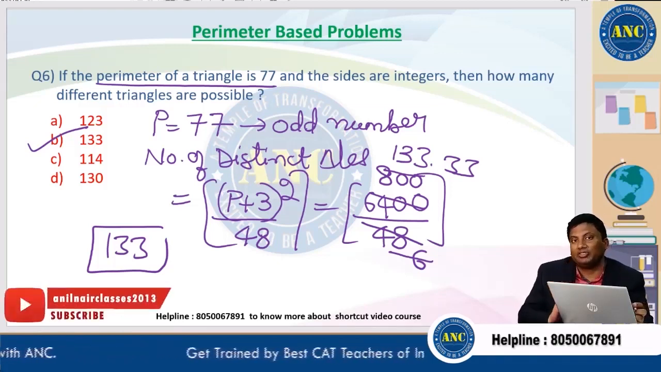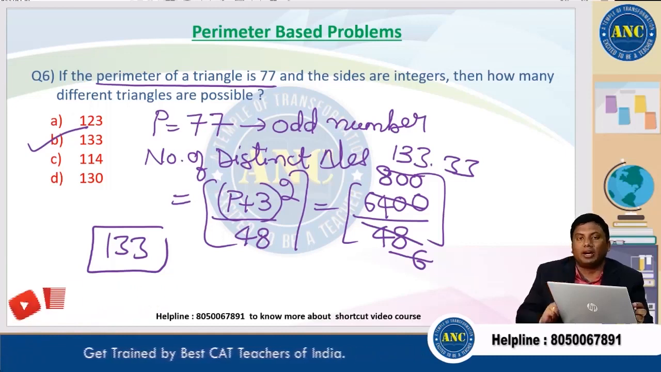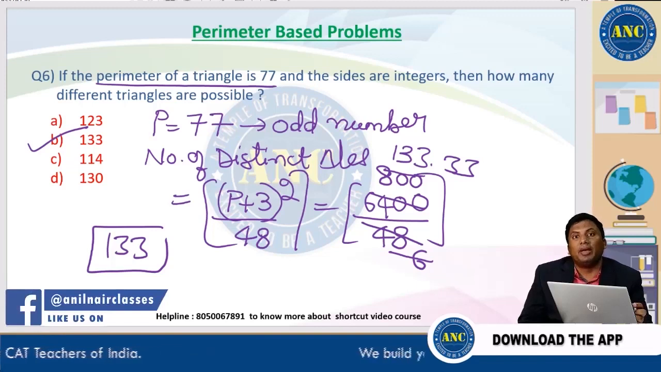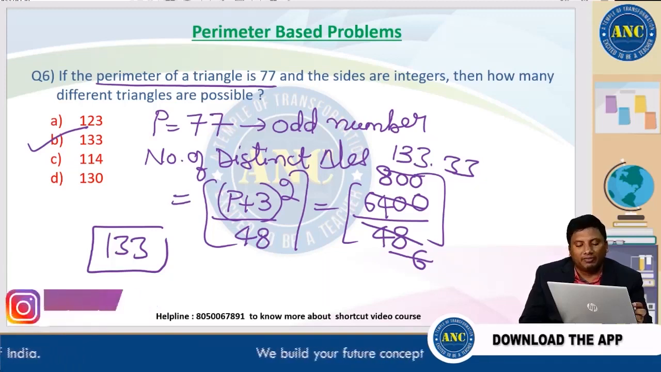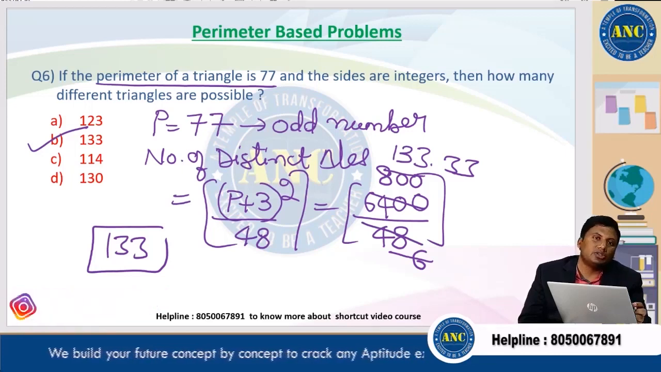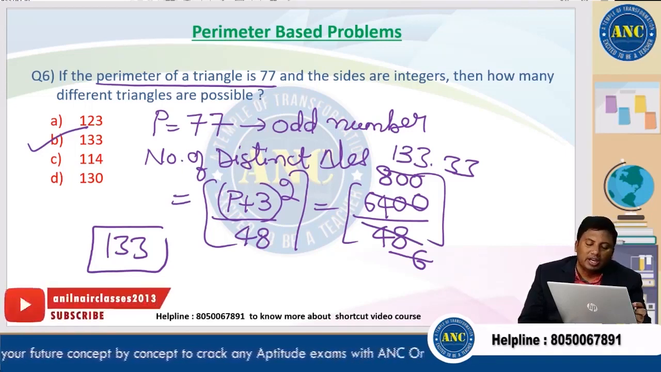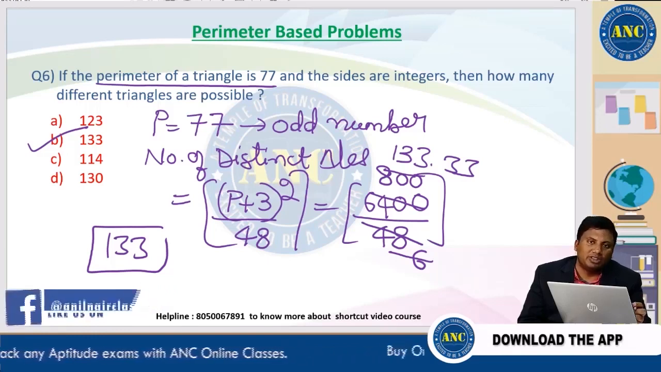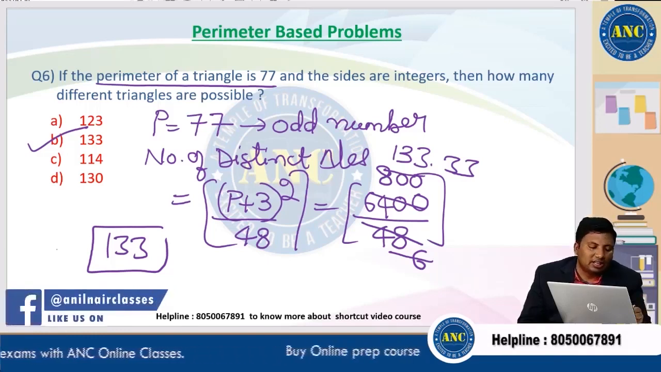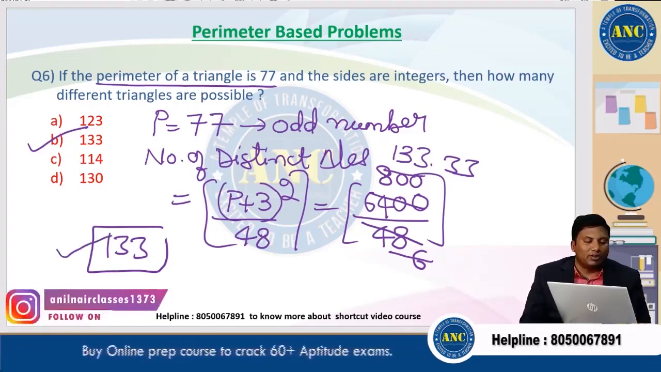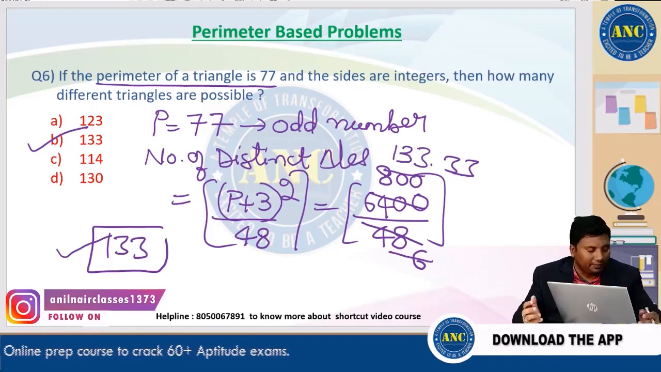Perimeter is 77. 77 is an odd number. The number of distinct triangles that can be formed is given by (P plus 3) whole square divided by 48. 77 plus 3 is 80. 80 whole square is 6400 divided by 48, which is 133.33. So the nearest integer is nothing but 133. I hope it is clear.